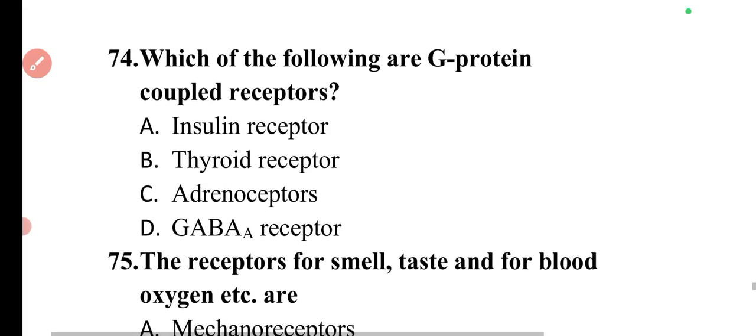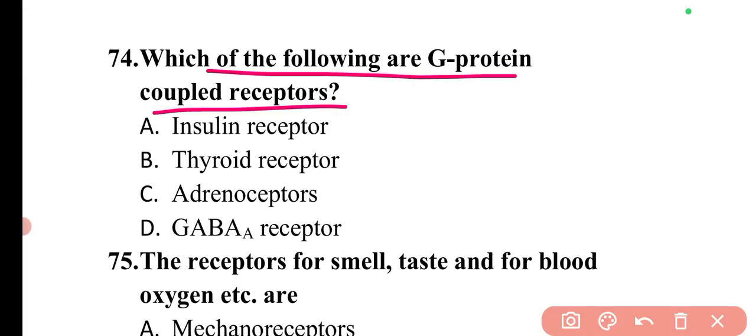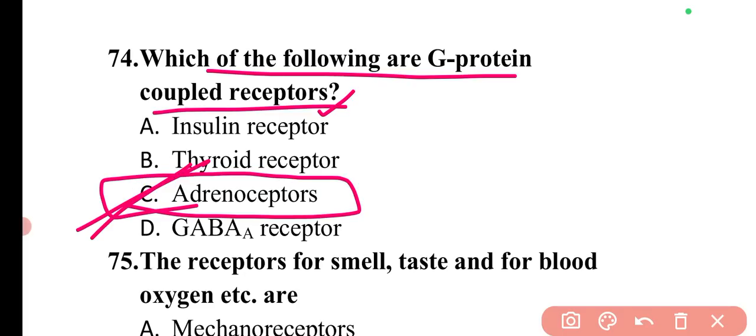Next question is which of the following are G protein coupled receptor? So this we have already discussed in the previous questions. Like the adrenoreceptors are the G protein coupled receptors. So here option C will be the correct answer.